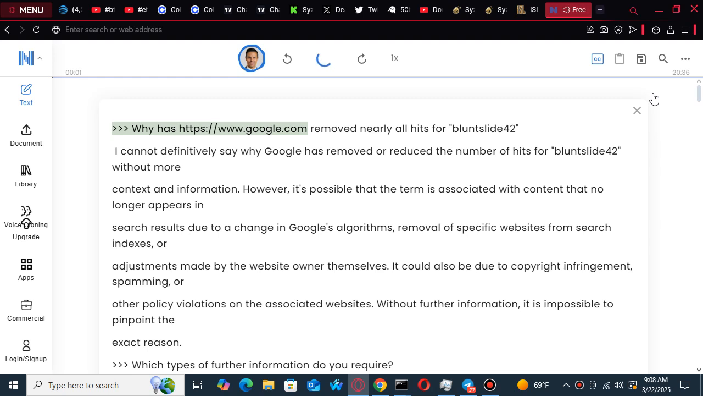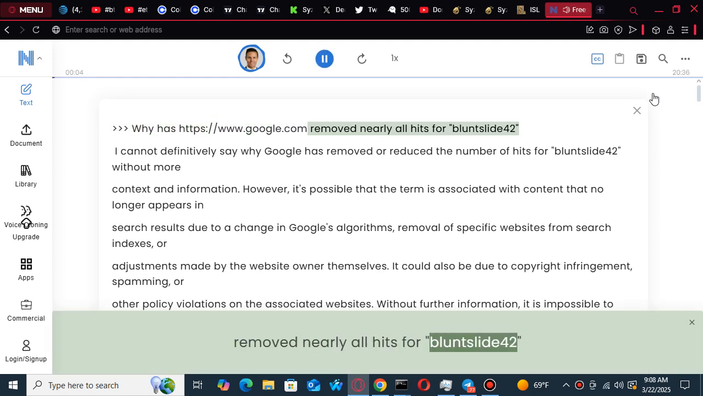Why has Google removed nearly all hits for BluntSlide42?